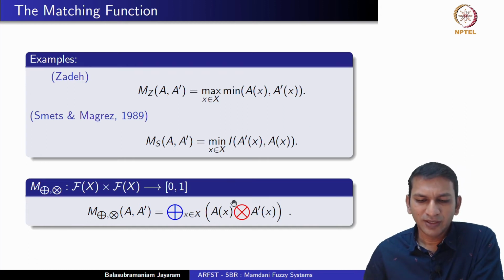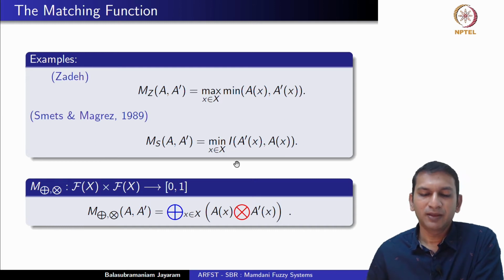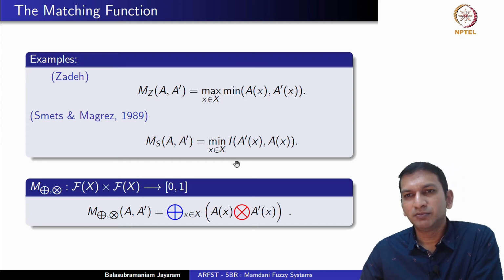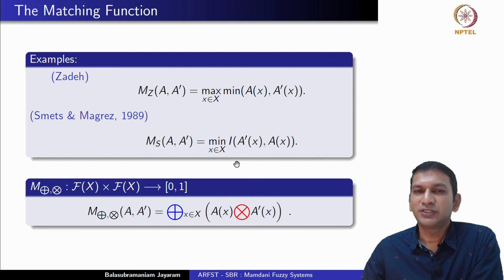In the case of Zadeh's matching function, the inner operator is actually min, and the operation that is outside is max. In the case of Smith-Magre matching function, the operation inside is an implication and the operation outside is the minimum T1. Well, typically these are a major class of matching function that are considered.